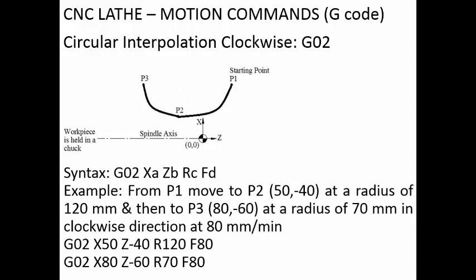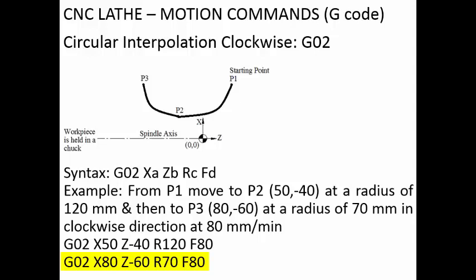So the G code will be G02 X80. 80 is the X coordinate of point P3. Z minus 60. Minus 60 is the Z coordinate of point P3. Then we have R70, that is the radius of the arc here. F80, 80 millimeter per minute, is the feed rate at which the tool has to move.